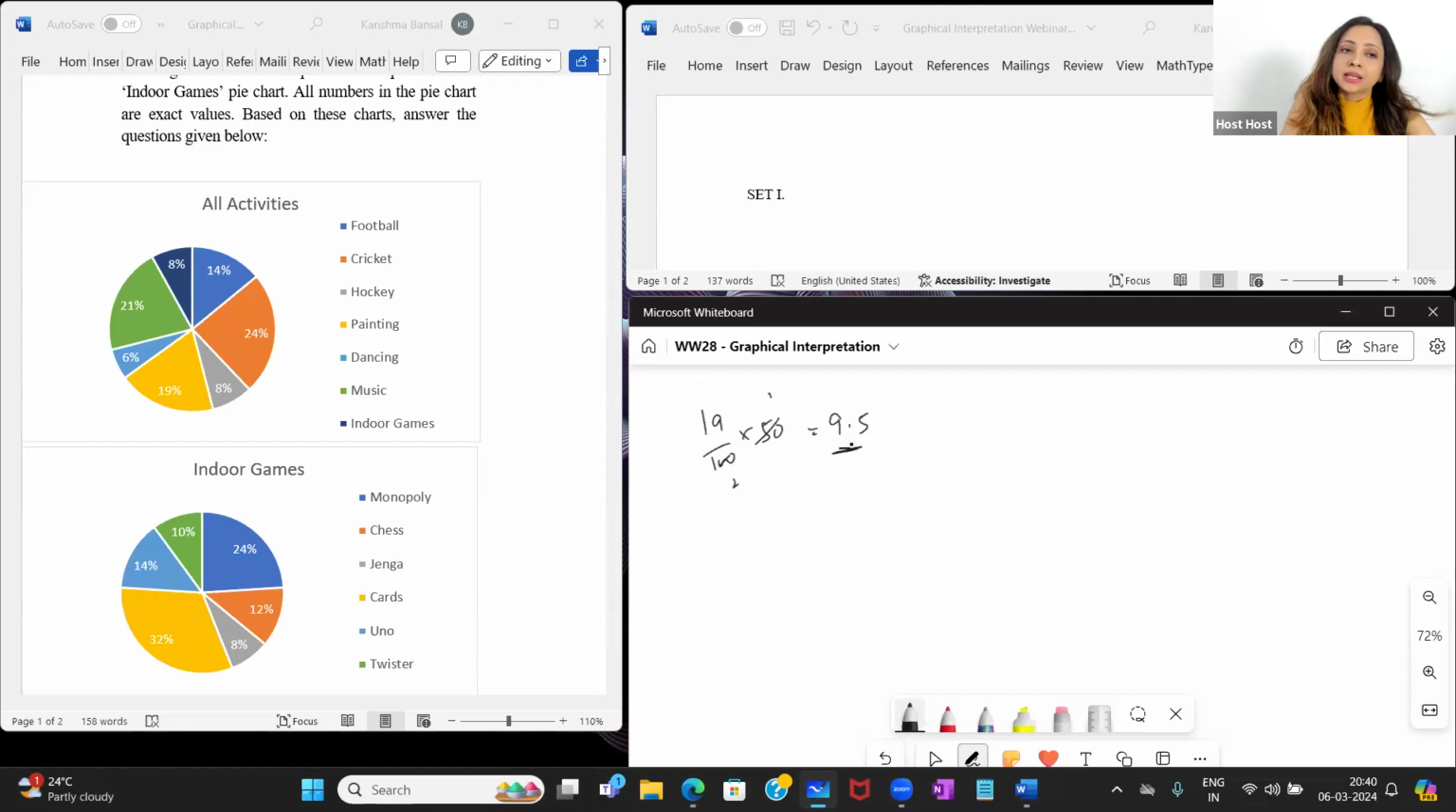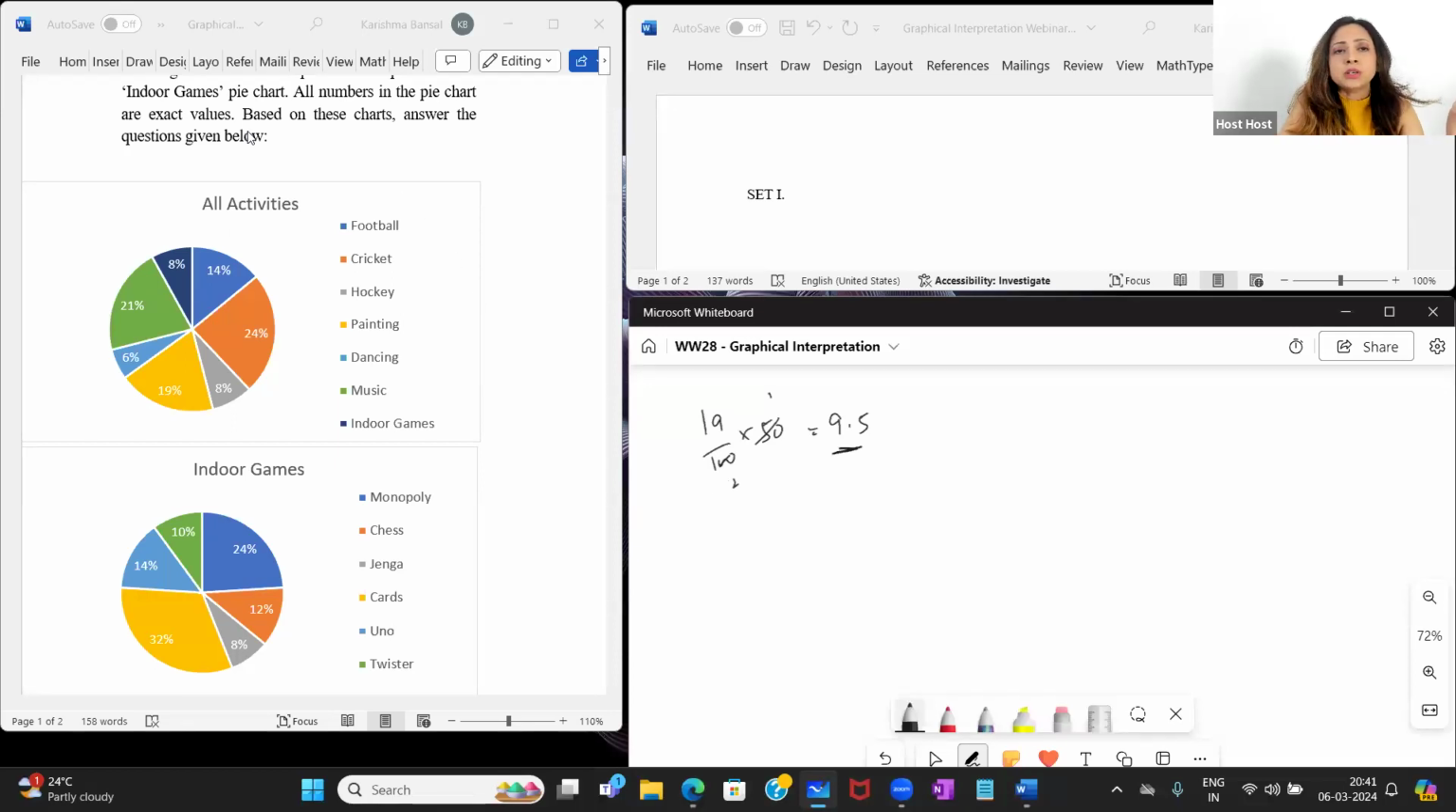Is it possible that 9.5 people liked painting? No, right? Basically, when I'm saying these are exact values, nothing is rounded over here. There are no decimals over here, which were rounded to give these. So then I should ensure that there are an integer number of people for each one of these sections. This is the only important part about this whole question. This is where all the complication comes in.